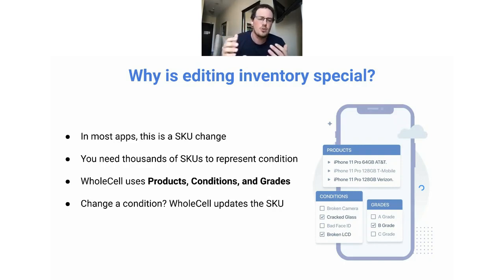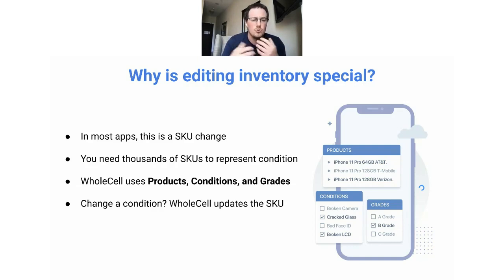But when you're dealing with used items, you end up needing thousands and thousands of SKUs to represent those items appropriately. You have a product, like you see on my screen here, this iPhone 11 Pro 64 gig AT&T. If it's brand new, it just has one SKU potentially, or it has a SKU for the color. But basically, you have one or a couple SKUs that map to that specific product.